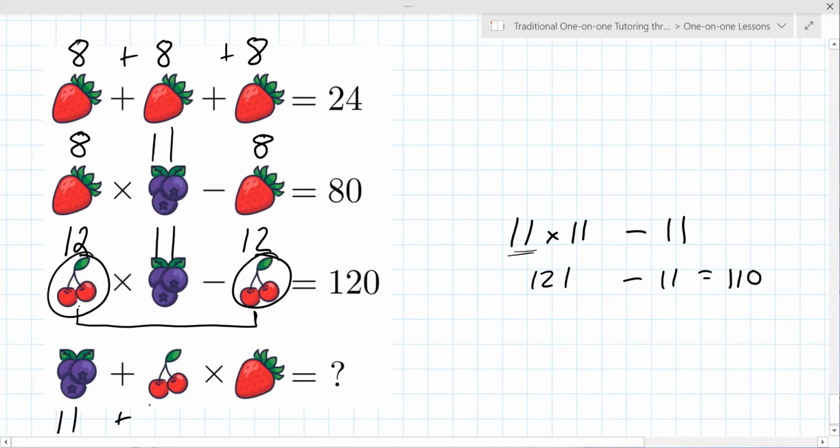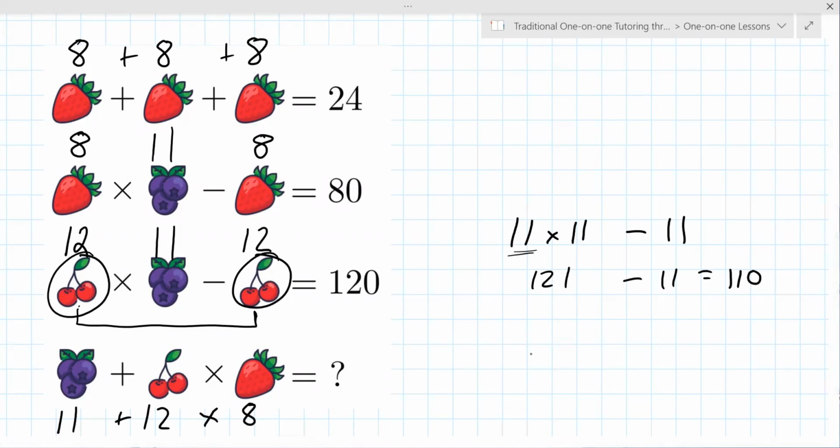11 plus 12 times 8. Do you add or multiply first? So 11 are the purple ones, and the strawberries are the 8, and the cherries are the 12. Yes. And so the question is, do you add or multiply first?